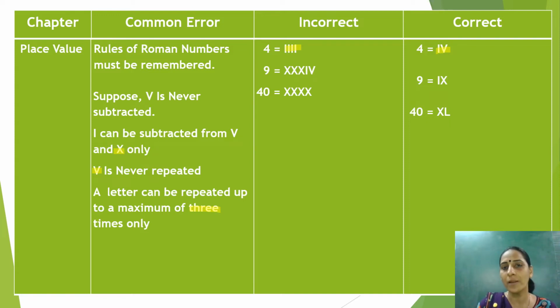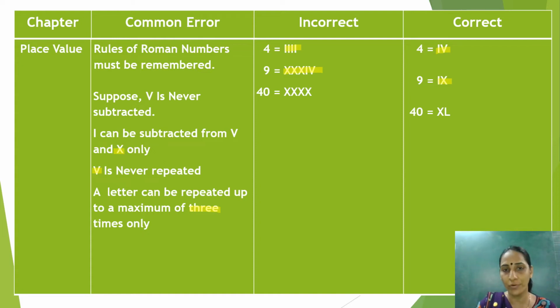Same in the number 9. They are writing like XXXIV, right? That means XXX is 30 and IV means 4. So it is wrong, right? What is the correct form of 9? That is IX, right? X means 10 and I means 1, right? So they have to write 10 minus 1, so it gives 9.